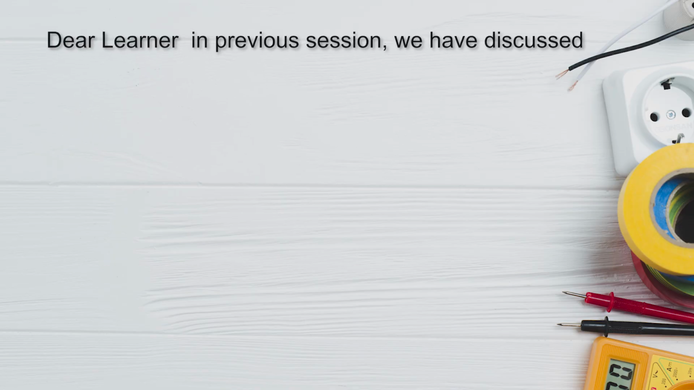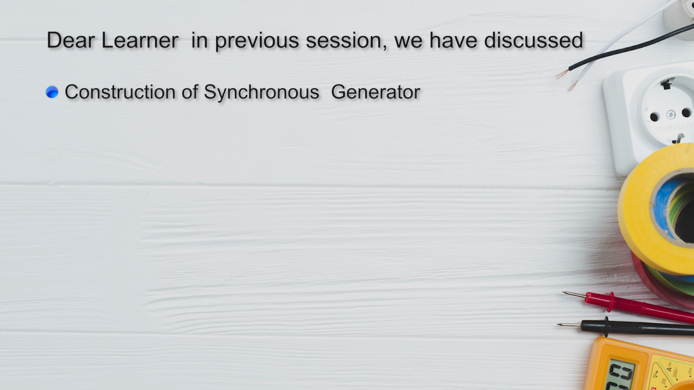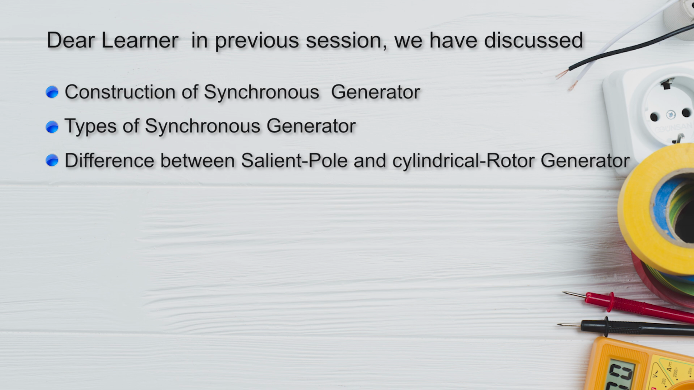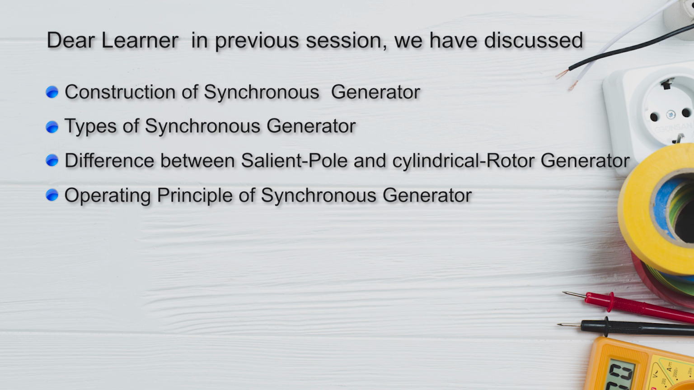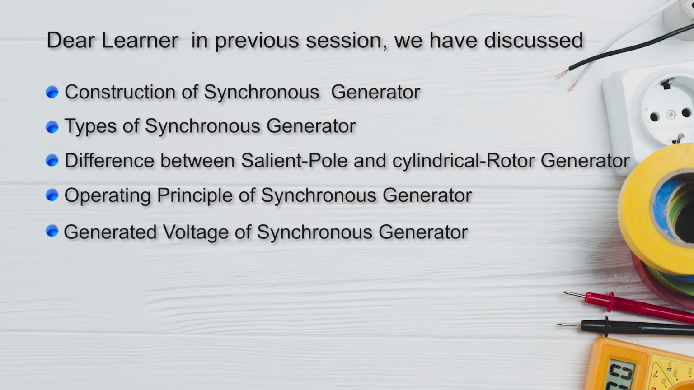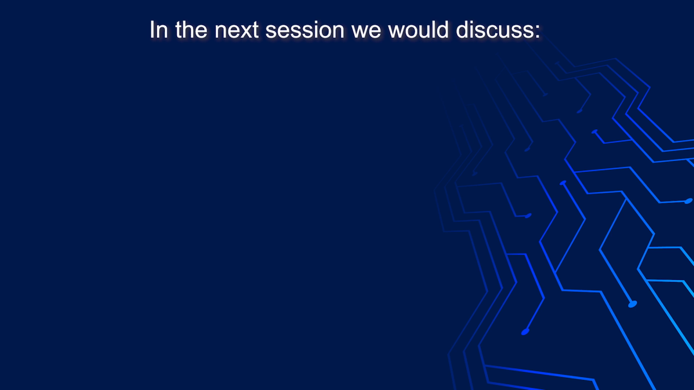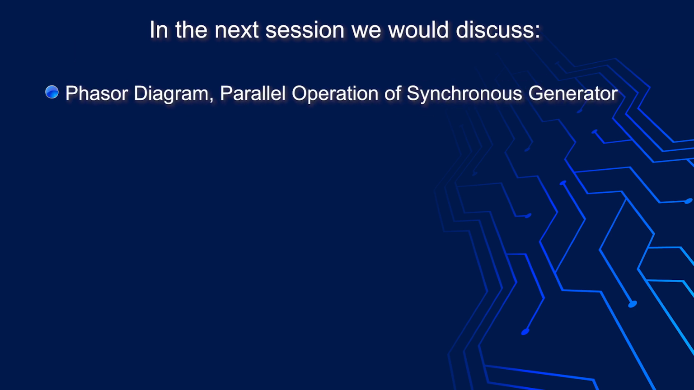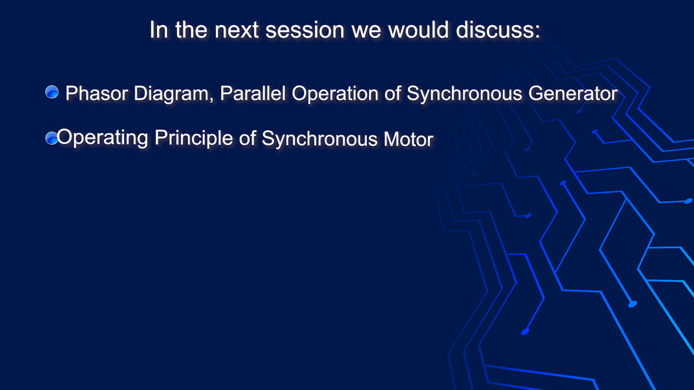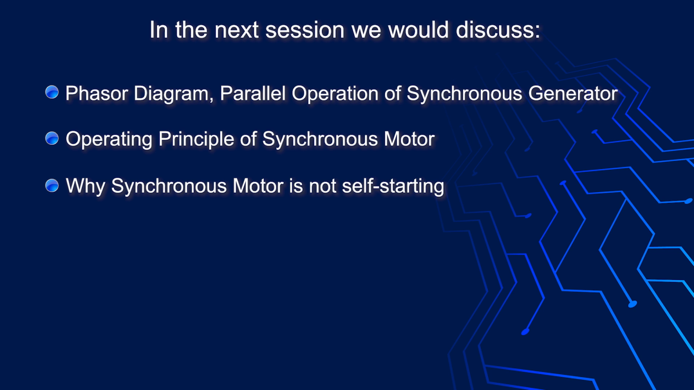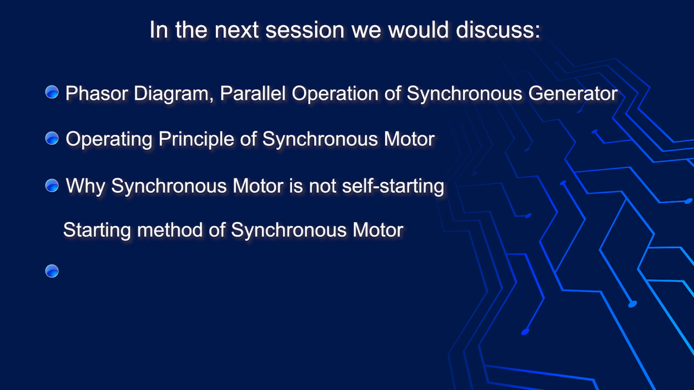Dear learner, in the previous session we have already discussed the construction of synchronous generator, types of synchronous generator, difference between salient pole and cylindrical rotor generator, operating principle of synchronous generator, generated voltage of synchronous generator and its equivalent circuit. In the current session we are going to discuss the phasor diagram, parallel operation of synchronous generator, operating principle of synchronous motor, and why synchronous motor is not self-starting. Starting method of synchronous motor and application of synchronous motor.